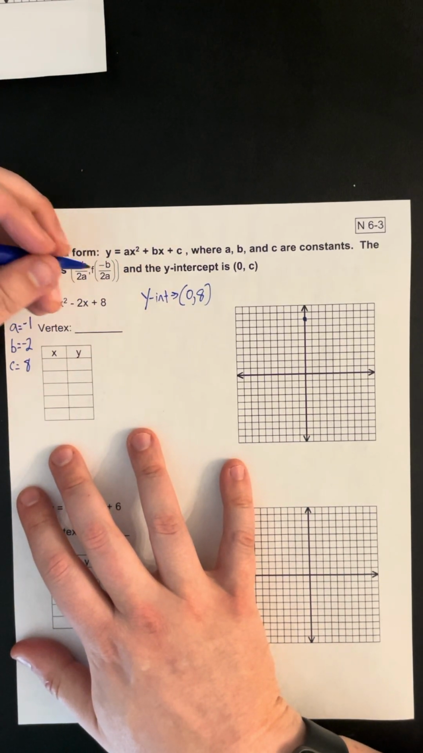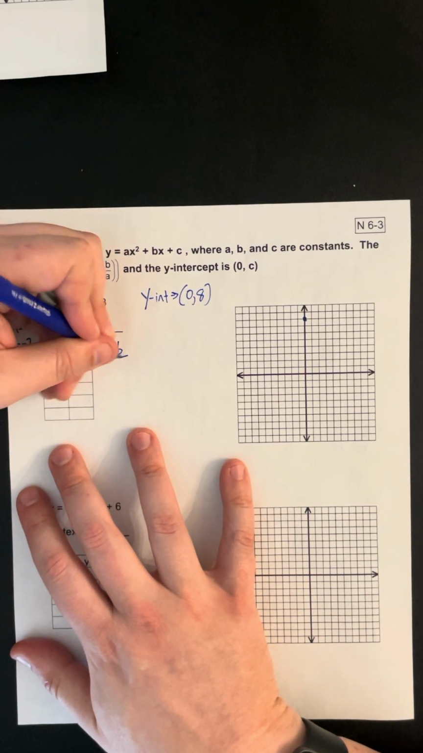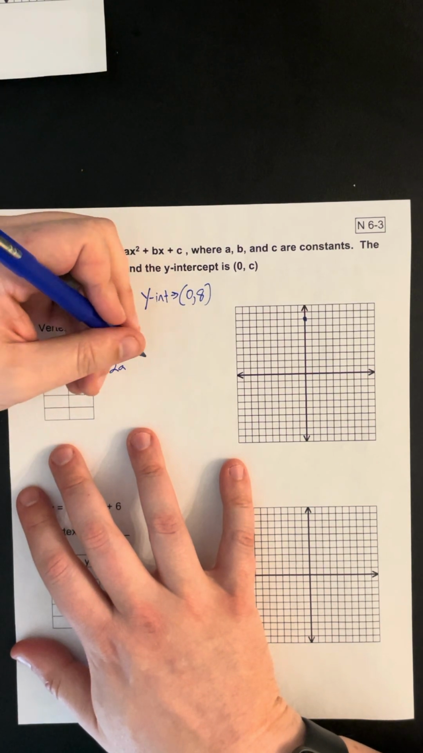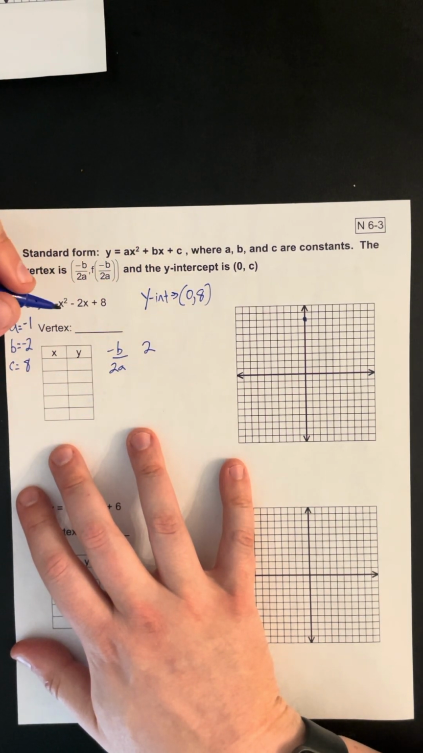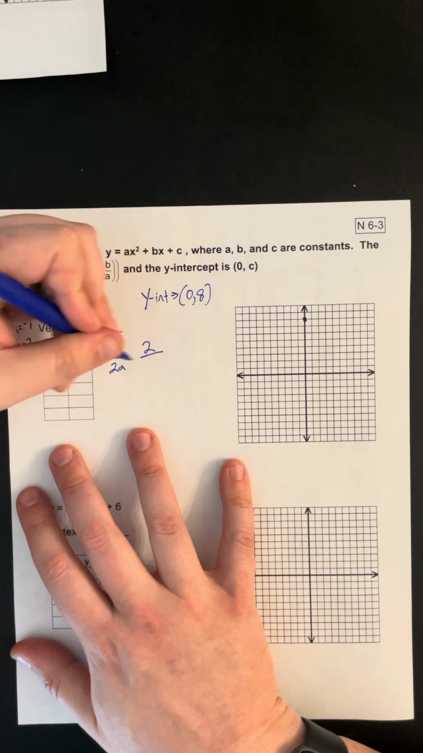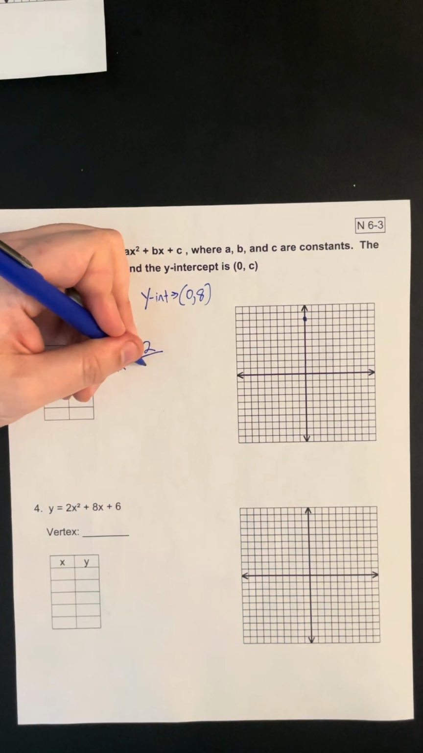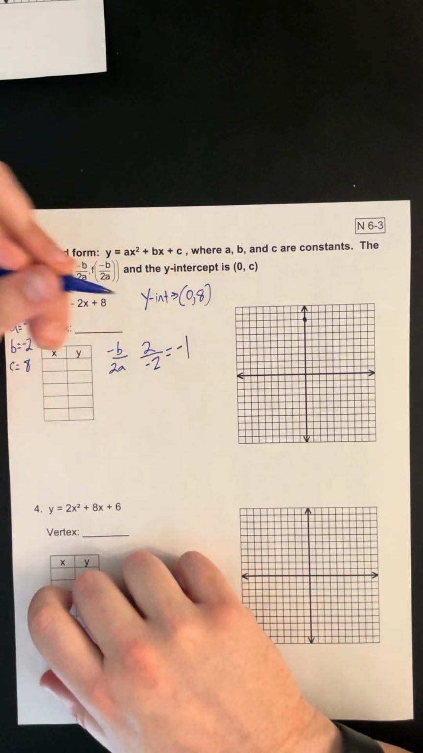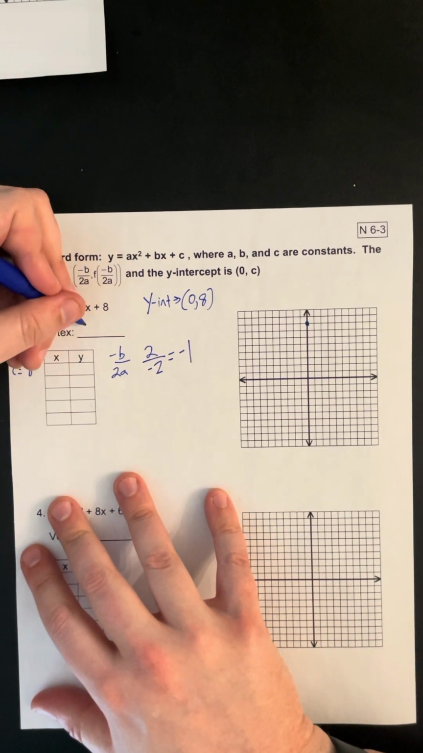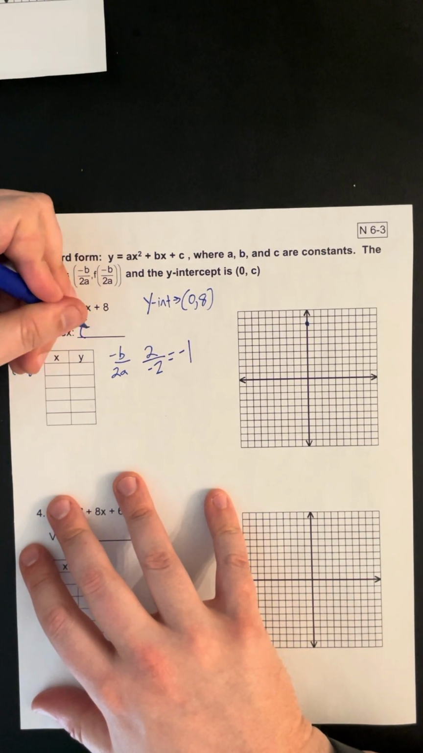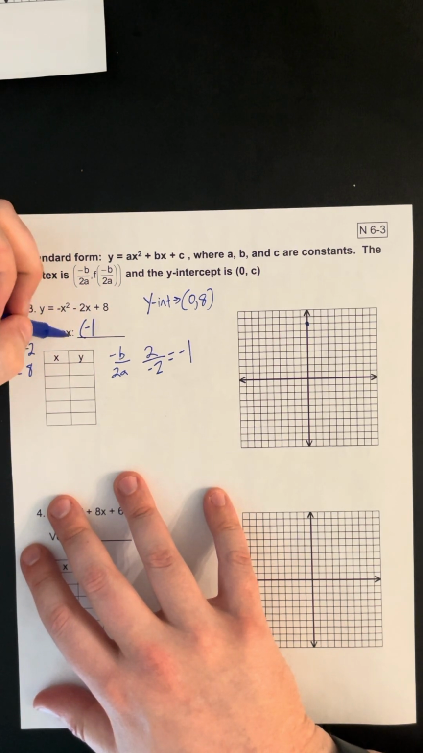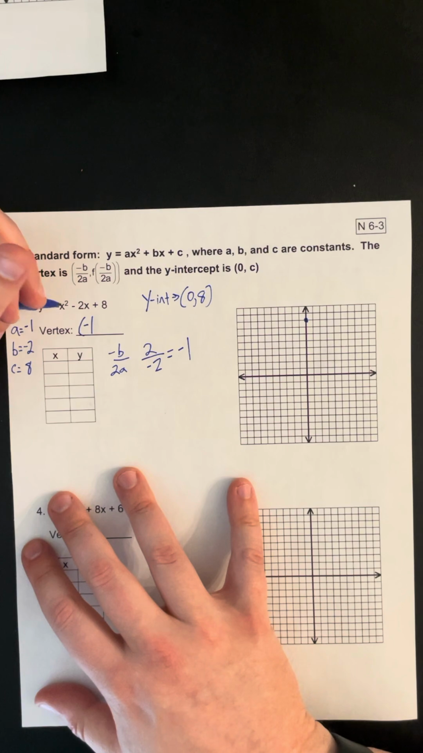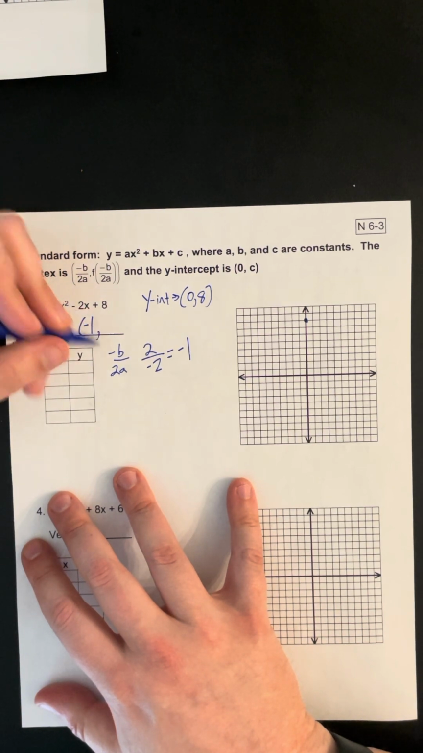So negative b over 2a would be a negative 2, so positive 2 over 2 times negative 1, which would be negative 2, which would just give me a negative 1. So it looks like my vertex, the x value will be negative 1. Then we just plug in a negative 1 to get my y value.